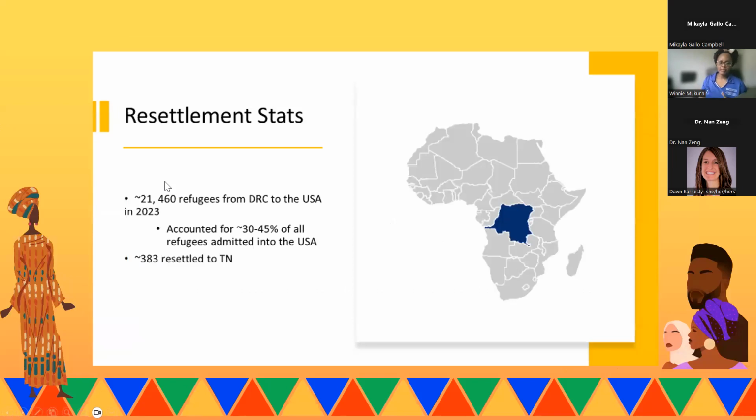So we have a rough idea of how many refugees there are: as of the end of fiscal year 2023, there were 21,460 refugees from the DRC, the Democratic Republic of Congo, highlighted in dark blue. The Congolese account for anywhere between 30 and 45% of all refugees admitted last year into the United States, and about 383 of them were resettled in Tennessee. So the Congolese make up a large population of the refugees we are reaching out to.